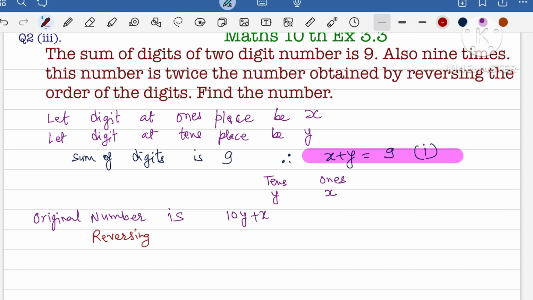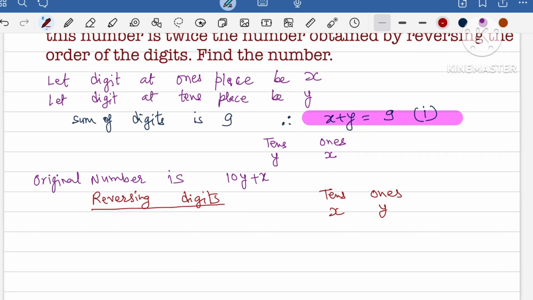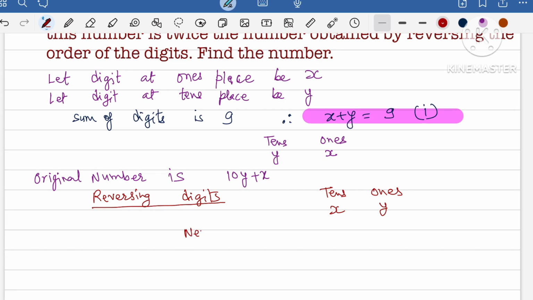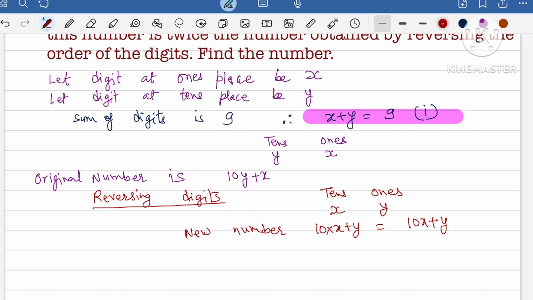When we reverse the digits, the ones place would become the tens place and the tens place would become the ones place. Ones place would become y and tens place would be x. So the new number would be tens place multiplied by 10, that is 10x plus y. This is the new number, a two-digit number, 10x plus y.